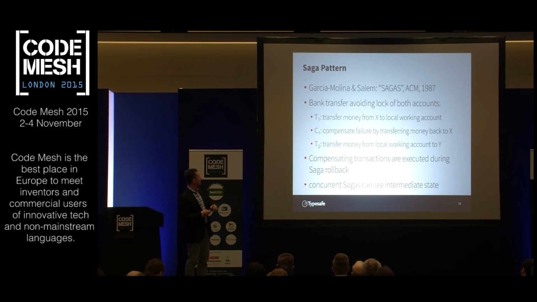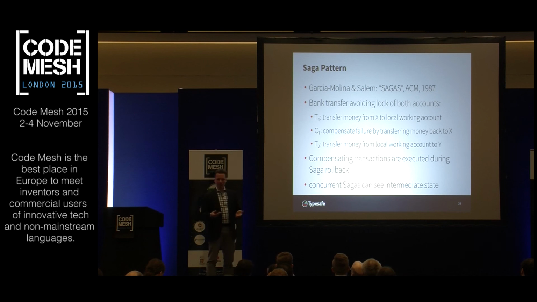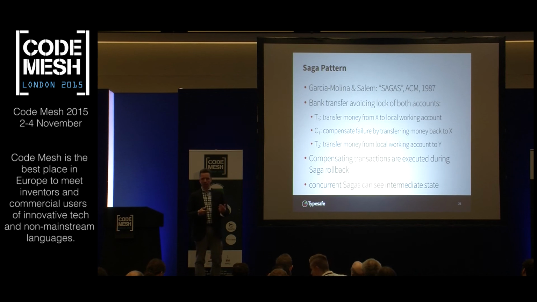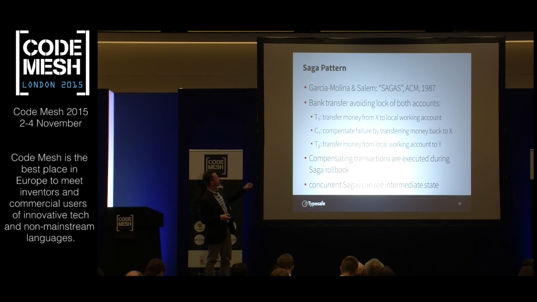What the authors of the paper note is that writing these compensating actions has the same difficulty or complexity as writing the real transactions that you want to write. So this is not something that's really worrisome or black magic. Of course there is one drawback or important property this has. If you have concurrently running sagas, and they are only aware of accounts X and Y and do not know about the local working account, then for them it might look like money is missing while it's in flight. So other sagas can see intermediate states.